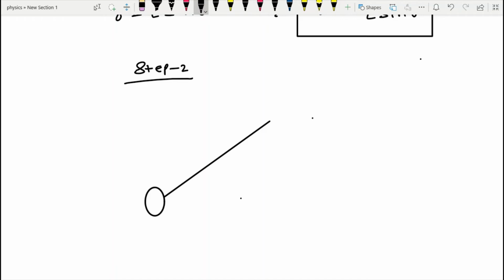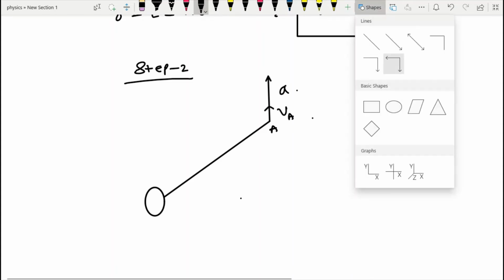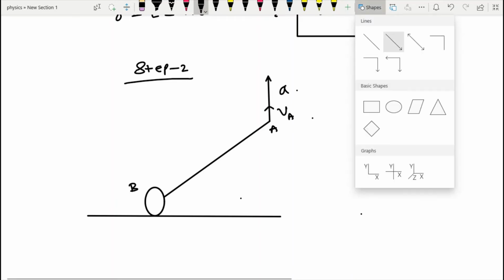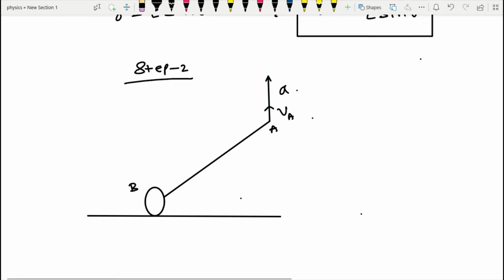So this end is being pulled in upward direction with some acceleration A, and of course it's moving upward with velocity VA. At the same time, the ball B is in contact with the floor. This ball will try to move in this direction with a velocity VB.